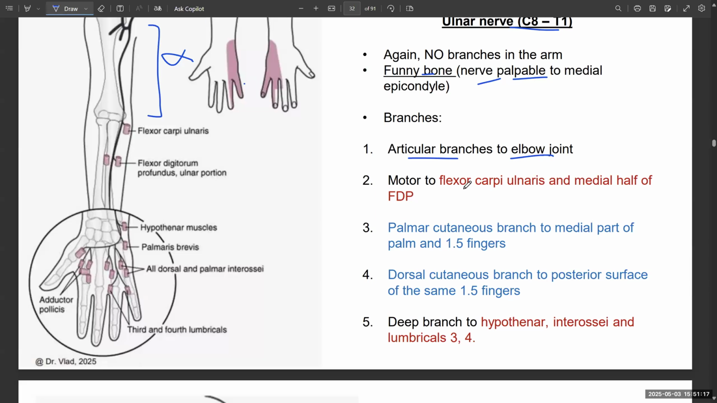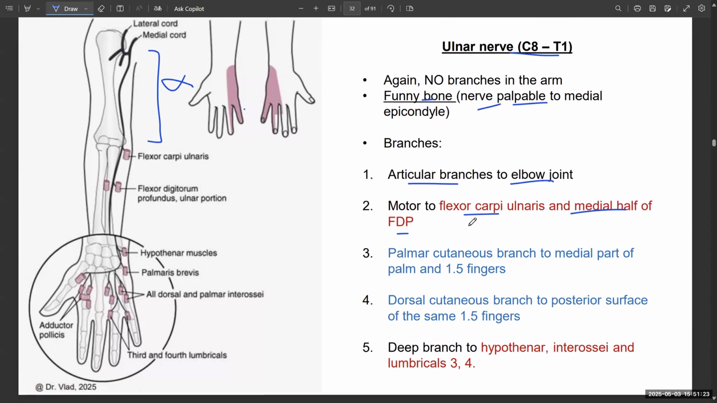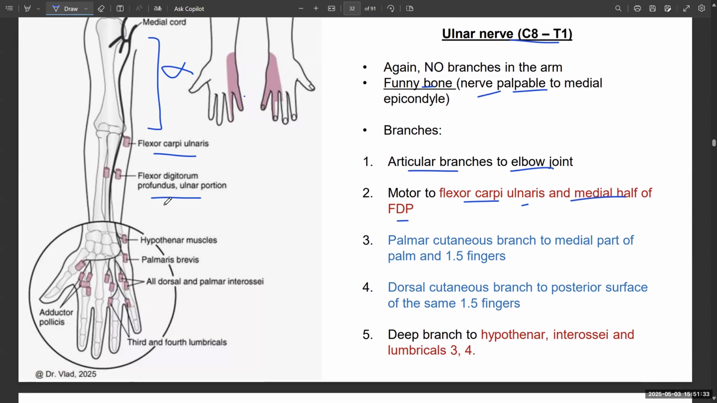And then it is motor to flexor carpi ulnaris and the medial half of FDP. Now, these were not supplied by the median nerve, but they are supplied by the ulnar nerve. So we have flexor carpi ulnaris, and we have the medial half of the flexor digitorum profundus. So over here, ulnaris, and the ulnar portion of FDP.